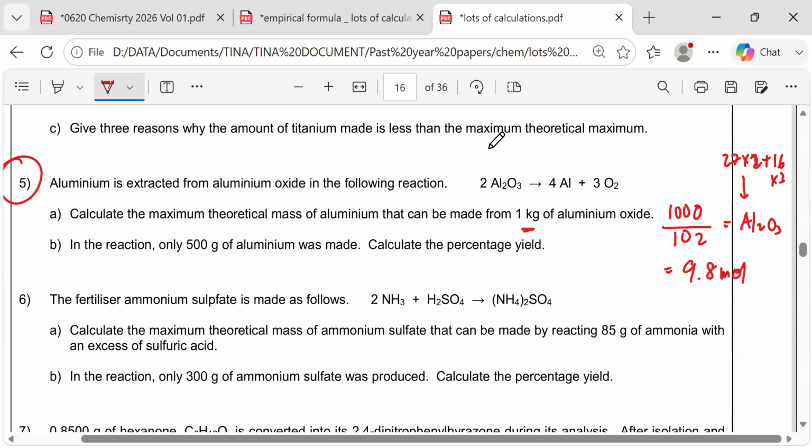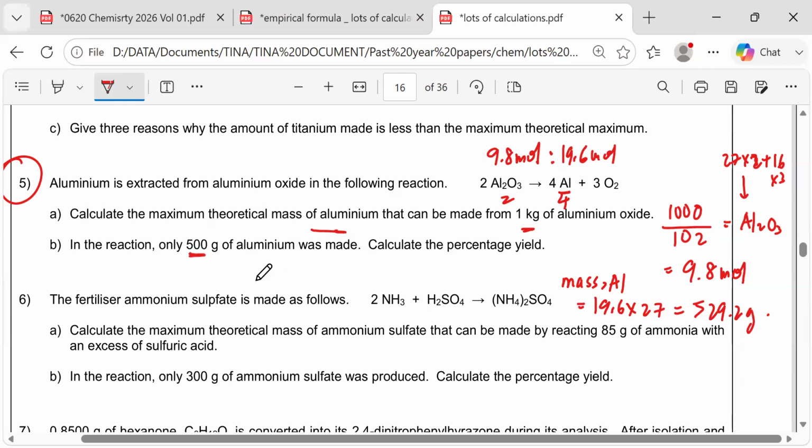So 9.8 mole. Okay, so if this is 9.8 mole, the question is asking aluminium. So the ratio is 2 to 4. Okay, so same, double or half? Double. So this one's 9.8 times 2, 19.6. So the mass of aluminium, 19.6 times 27. So 529.2 gram. Okay, but you only made 500.